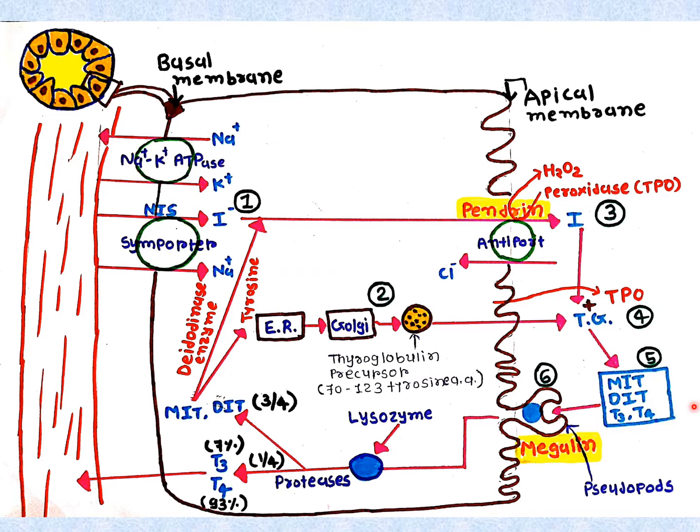Now the storage. So it is stored as thyroglobulin in the colloid. So this is the colloid. You can see this is a colloid, yellowish one, where there is a storage. Okay. So the thyroid gland is an unusual endocrine gland having the ability to store a large quantity of the thyroid hormone.